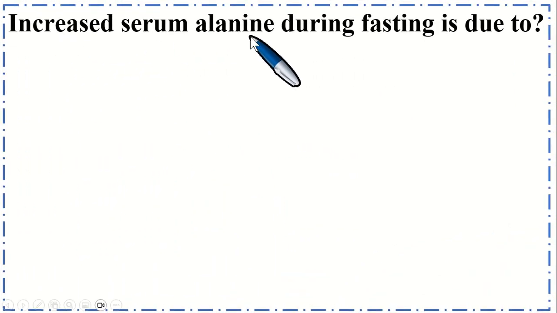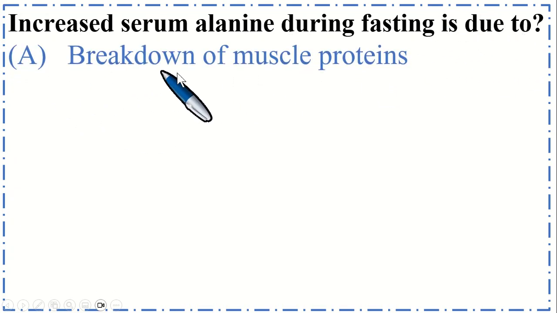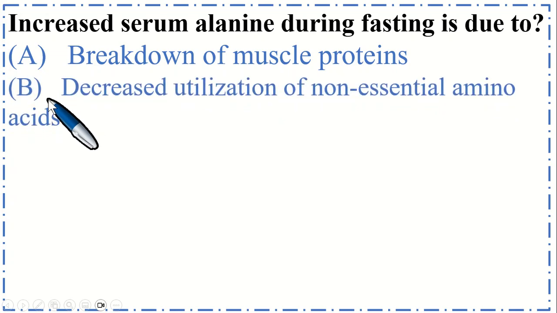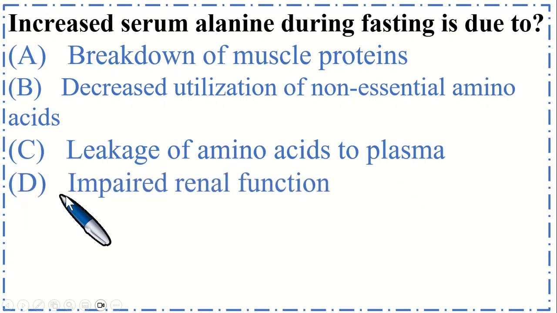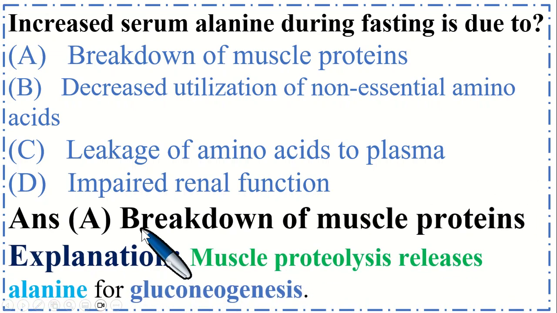Increased serum alanine during fasting condition is due to option A, breakdown of muscle proteins; B, decreased utilization of non-essential amino acids; C, leakage of amino acids to plasma; and option D, impaired renal function. So the correct option is A, breakdown of muscle proteins. Explanation: muscle proteolysis releases alanine for gluconeogenesis.